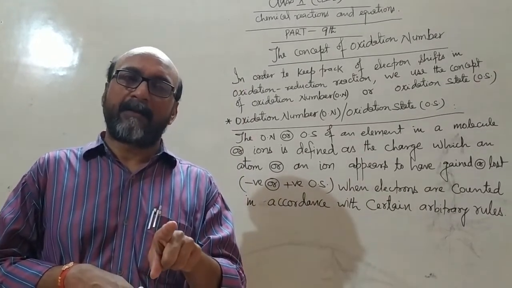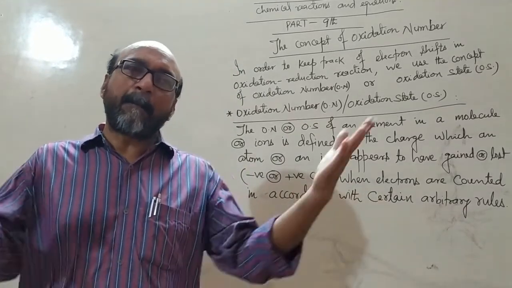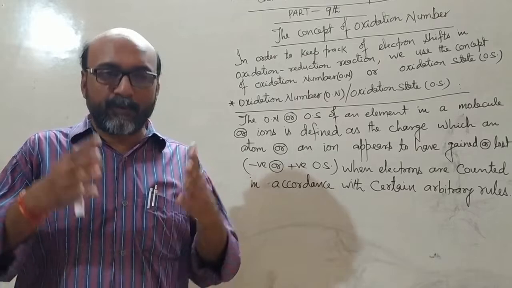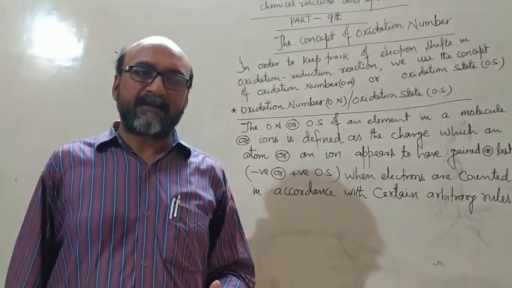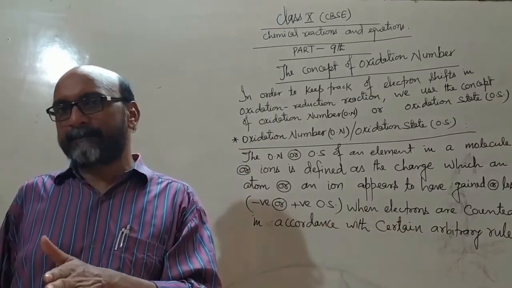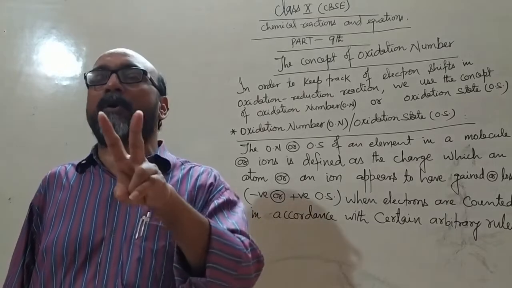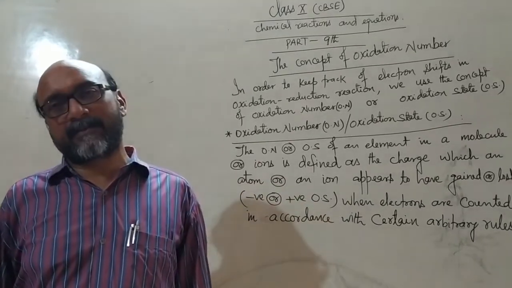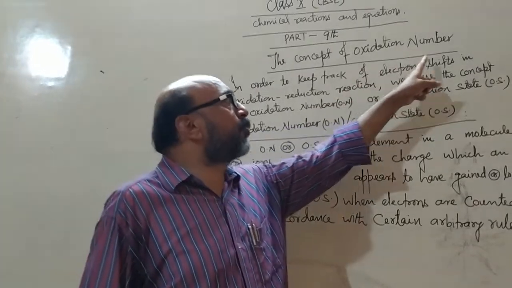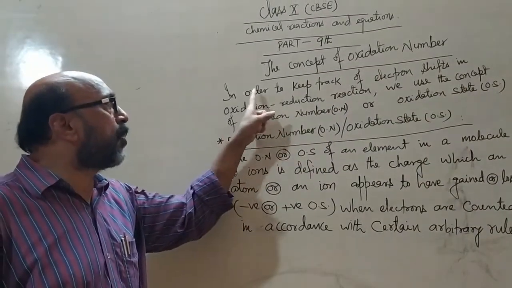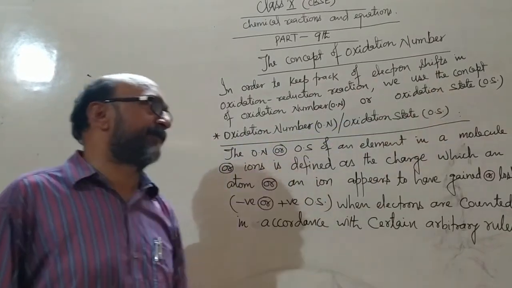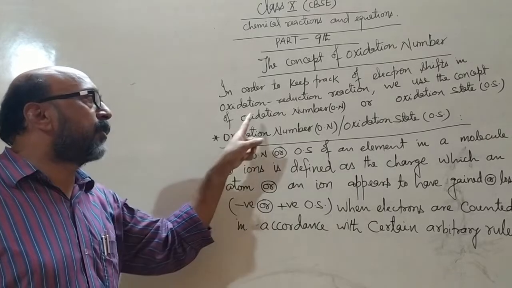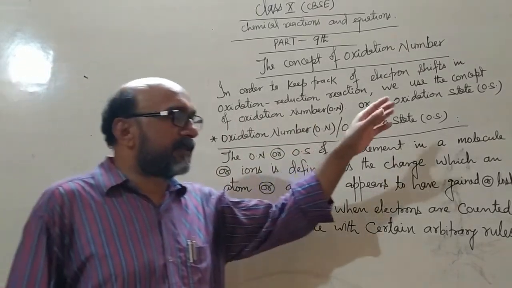That is why we have defined the combined form of oxidation and reduction reaction as redox reaction, in which we have discussed that oxidation and reduction are two parts of a chemical reaction and they are together called redox reaction. In order to keep track of electron shifts in oxidation reduction reaction, we use the concept of oxidation number or oxidation state.